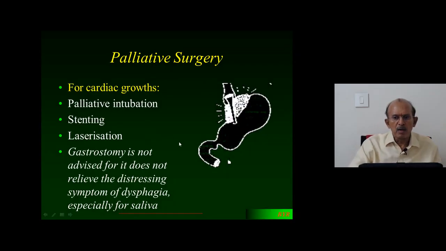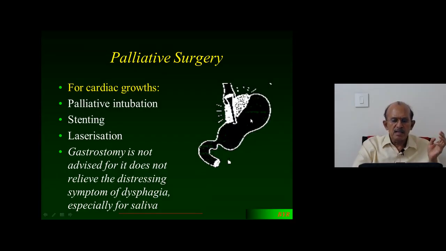So in the olden days, what the surgeons used to do was they used to put a tube into the stomach and leave it outside so that the patient can be fed. But gastrostomy gives a lot of trouble to the patient. You can keep his nutrition, but the distressing symptom of dysphagia cannot be relieved.